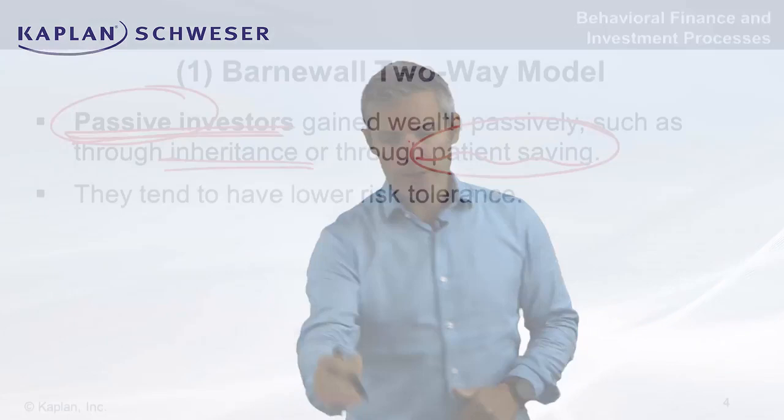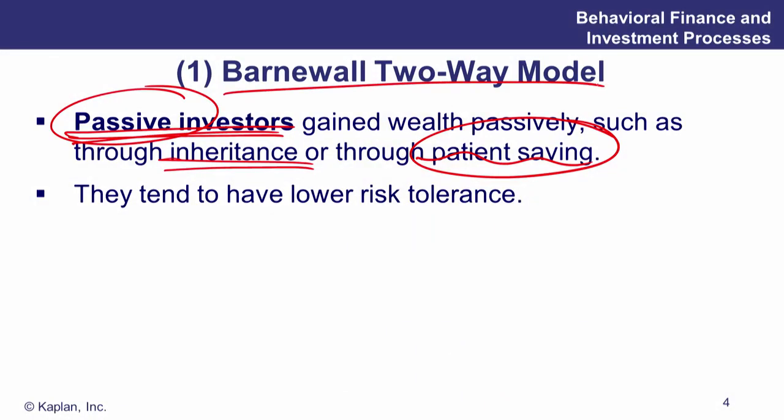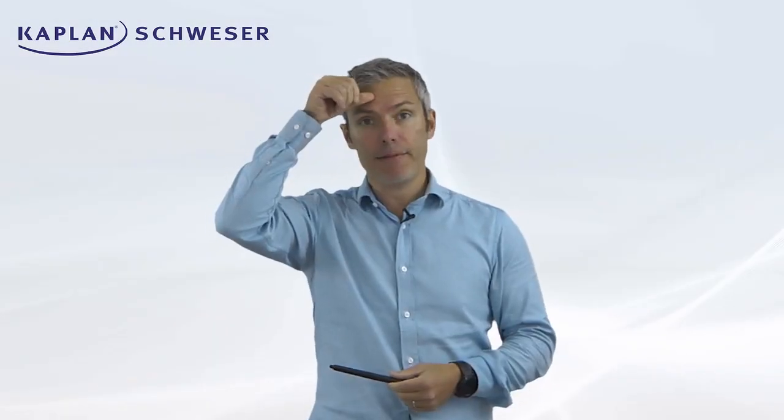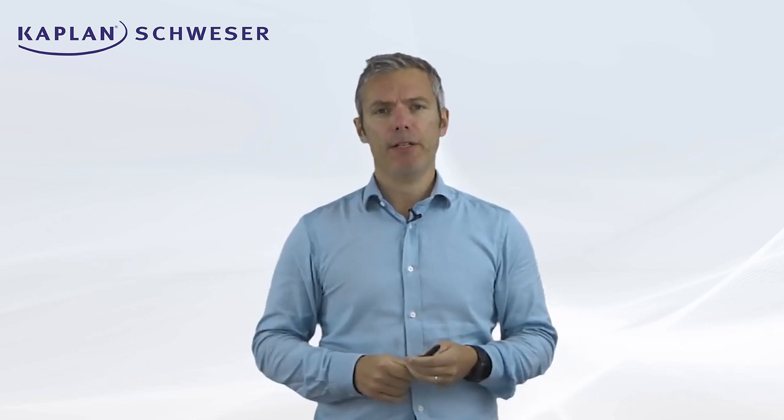So what's the point of this model? It's a very simple model, but it gives you an idea of the kind of behavioural traits that these investors might exhibit. An active investor is going to be more risk tolerant. A passive investor is maybe going to be subject to the more risk averse, regret aversion type behavioural traits that cause them to not act when maybe they should.